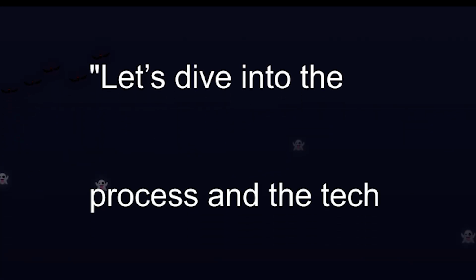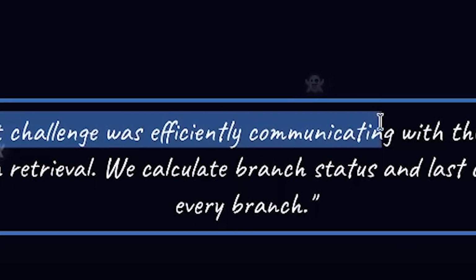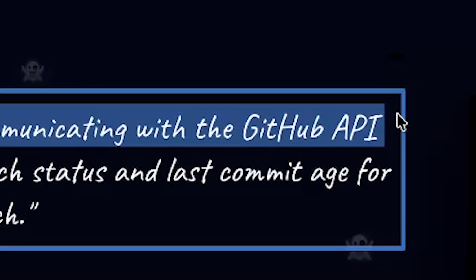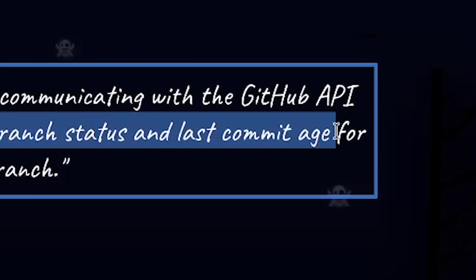Let's dive into the process and the tech behind the speed. The stack is Next.js 14 and TypeScript. The biggest challenge was efficiently communicating with the GitHub API for fast data retrieval. We calculate branch status and last commit age for every branch.